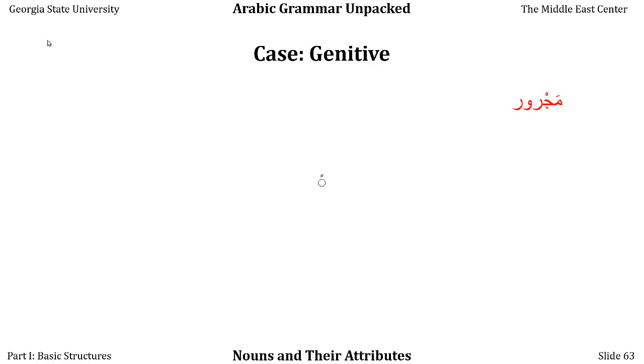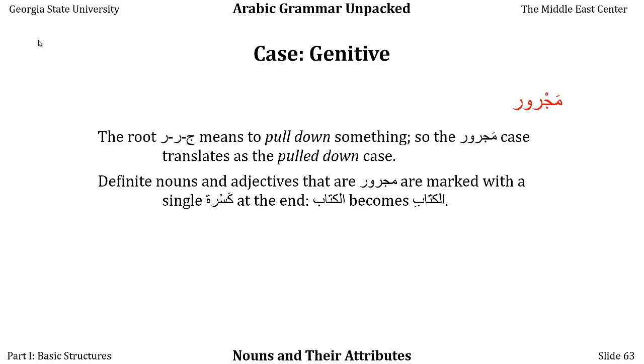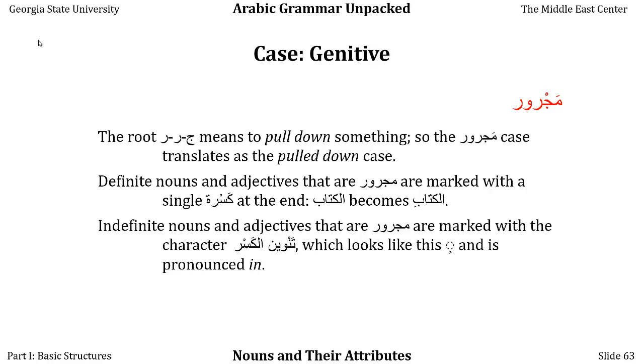The third case is the genitive case. We call it majroor in Arabic. The root jim ra ra, remember we can often have the second and third letters of the root be the same letter, means to pull something, or usually to pull it down. So the majroor case translates as the pulled down case. Definite nouns and adjectives that are majroor are marked with a single kasra at the end. So al-Kitaab becomes al-Kitaabi. Indefinite nouns and adjectives that are majroor are marked with the character tanween al-kasr, which means putting an N on the kasra, which looks like this, a little double kasra below the line, and is pronounced in. Again, we don't spell the noon out, but we hear it, in.